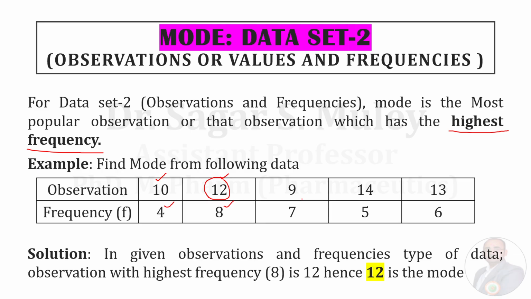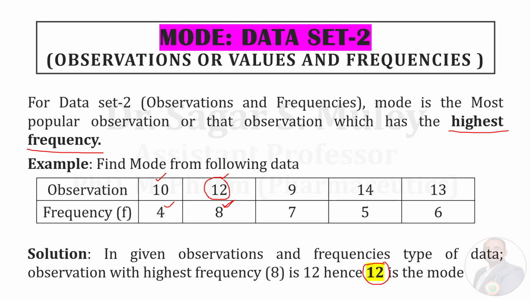It is as simple as that. In given observation and frequency type of data, that is dataset 2, the observation whose frequency is the highest is the mode. For example, in this case the second observation, which is 12, has a frequency of 8, which is the highest. Therefore, in this example, the mode is 12.